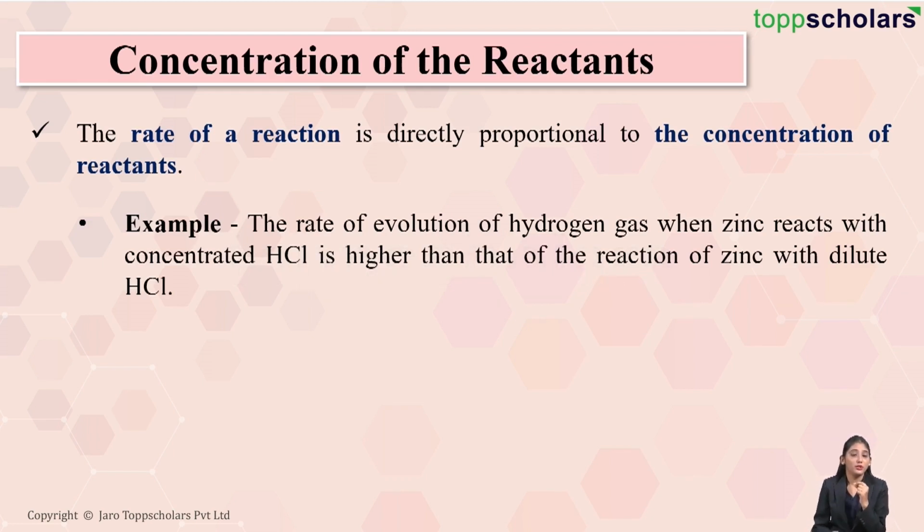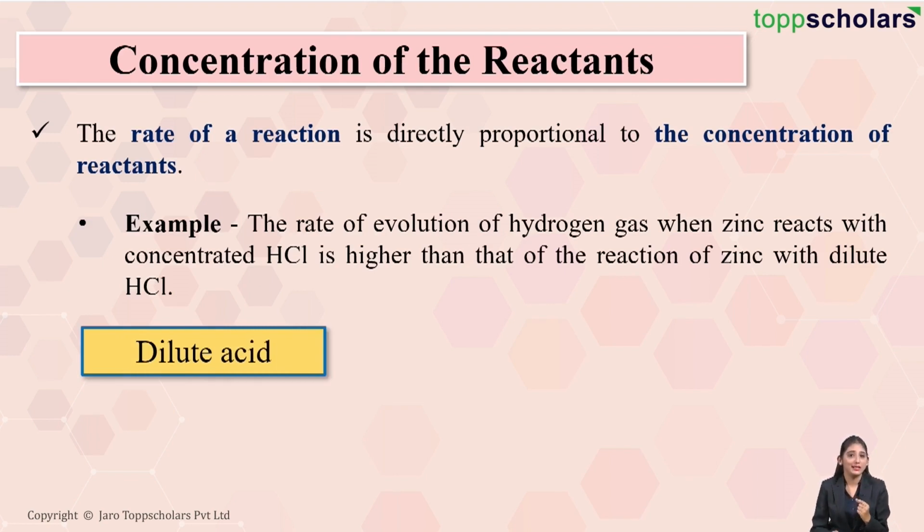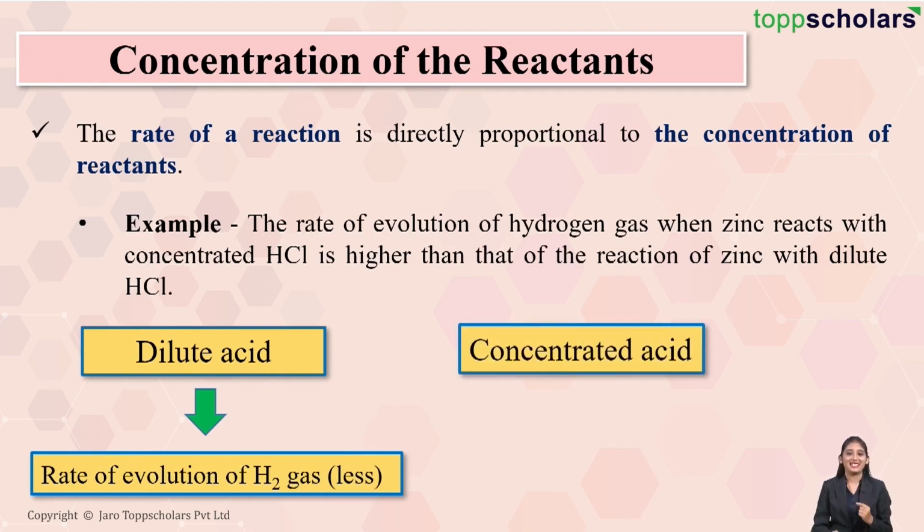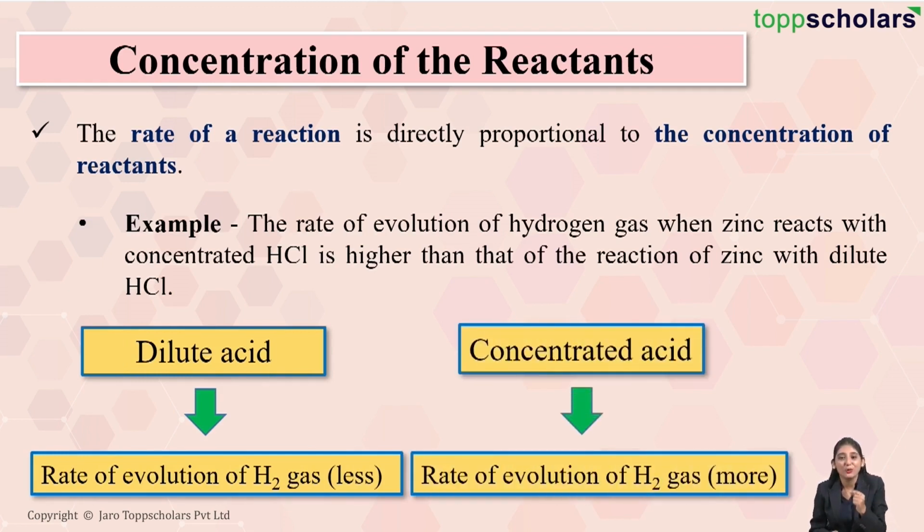Now you need to just observe the rate of evolution of hydrogen gas. You will notice that when dilute hydrochloric acid is added, the rate at which hydrogen gas is released is less. But when we use concentrated acid, the rate at which hydrogen gas is released is more. So as you can see, when the concentration of the reactant is less, then the rate of the reaction decreases. Whereas when the concentration of the reactant is more, then the rate of the reaction increases.